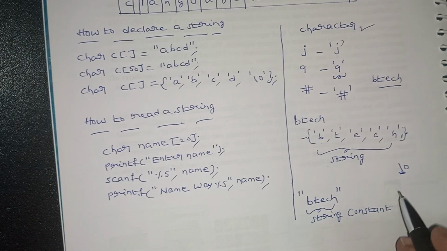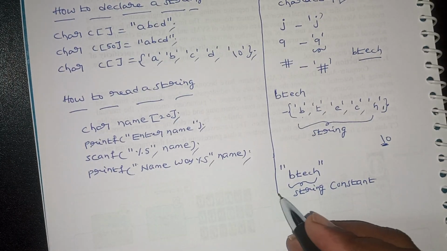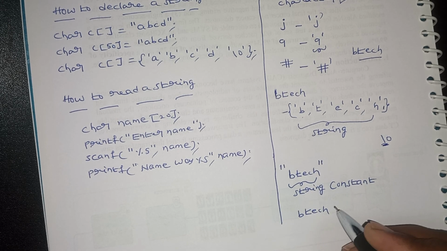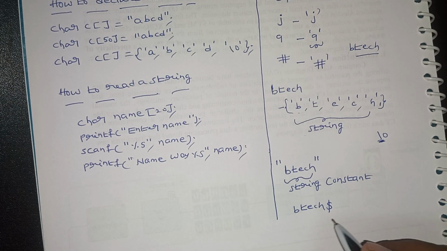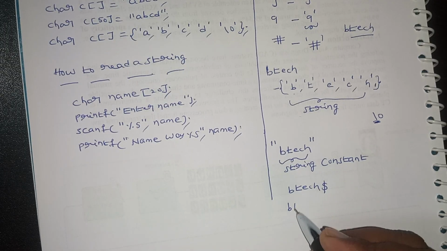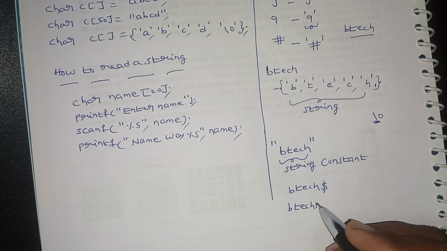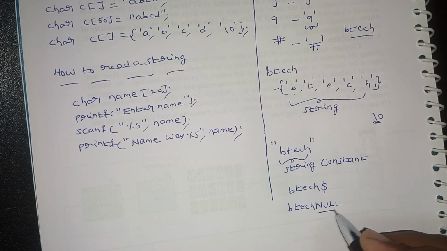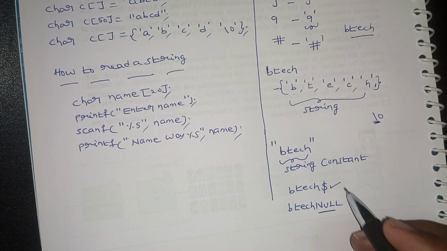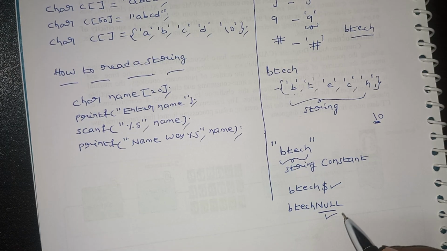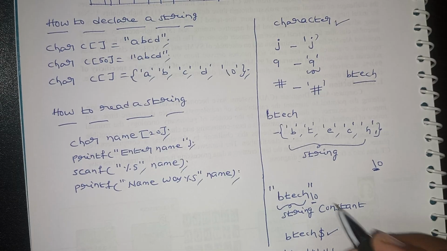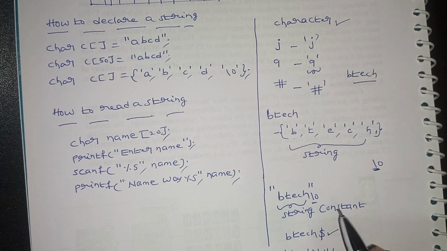In some textbooks, they may take B tech and then dollar. So dollar is the end of a string. In some textbooks they may take it as B tech followed by NULL. This is also the end of the string. Sometimes it is shown like this, sometimes like that. Generally you write slash zero as the end of the string. So this is all about the string.